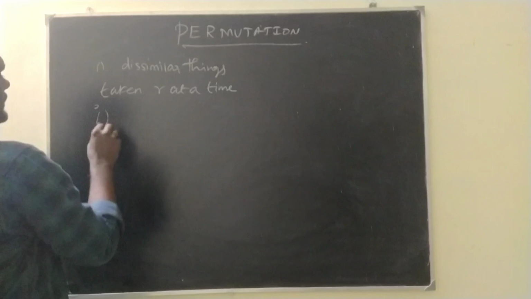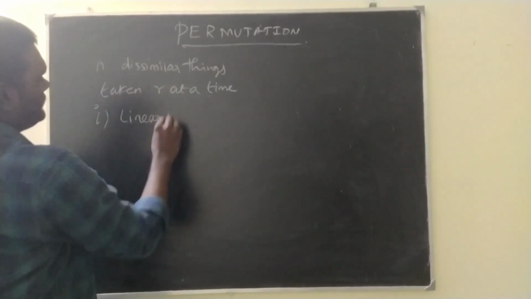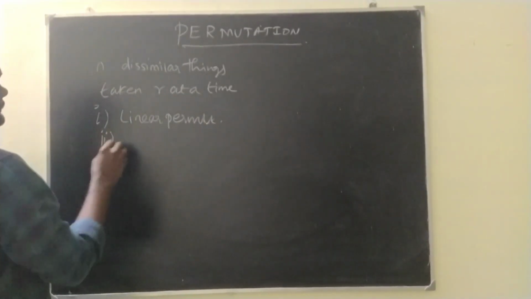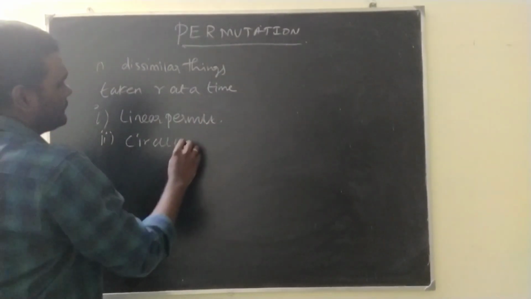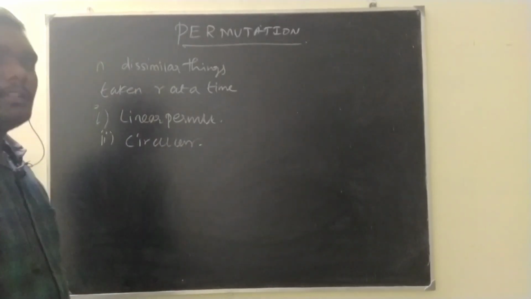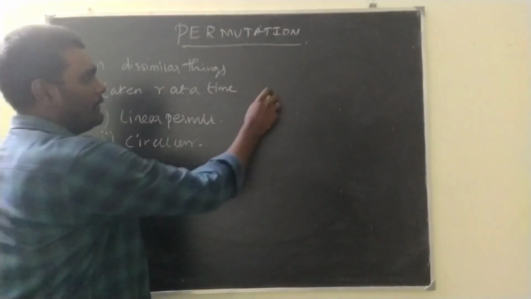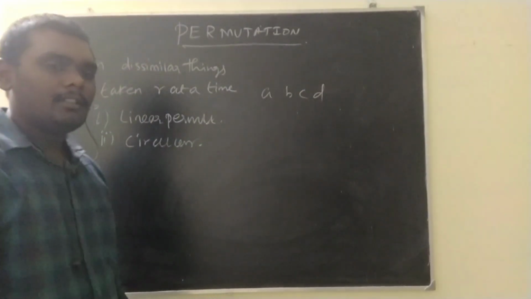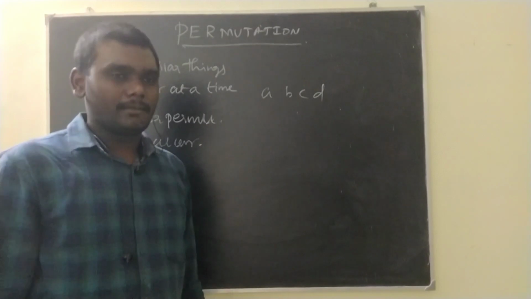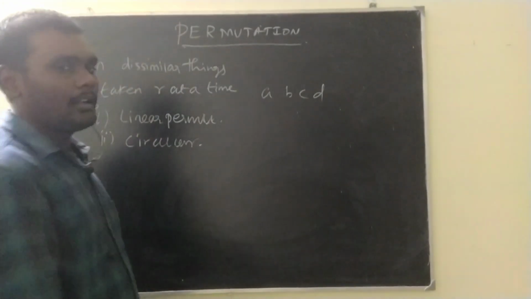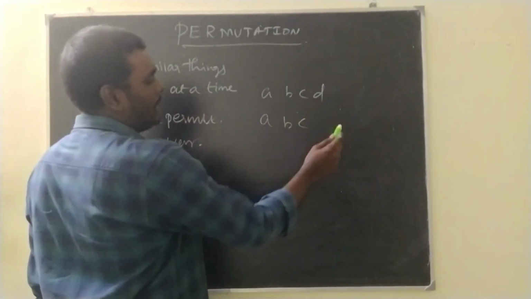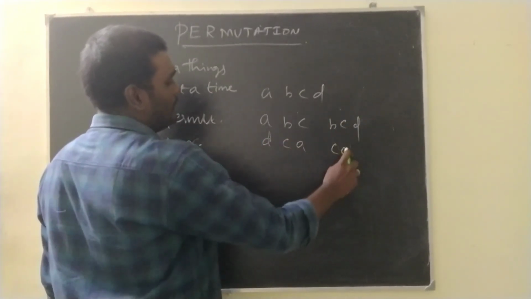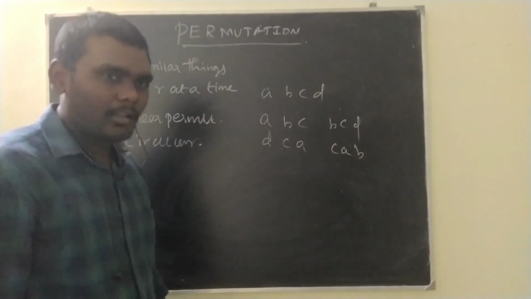Actually, there are two types of permutation. One is linear permutation. Another one is circular permutation. One small difference. For example, we have A, B, C, D. Likewise, four things are there. We are taking 3 and arranging them. What are all the possibilities we can arrange? Either A, B, C; B, C, D; D, C, A; C, A, B. Likewise, it will go.